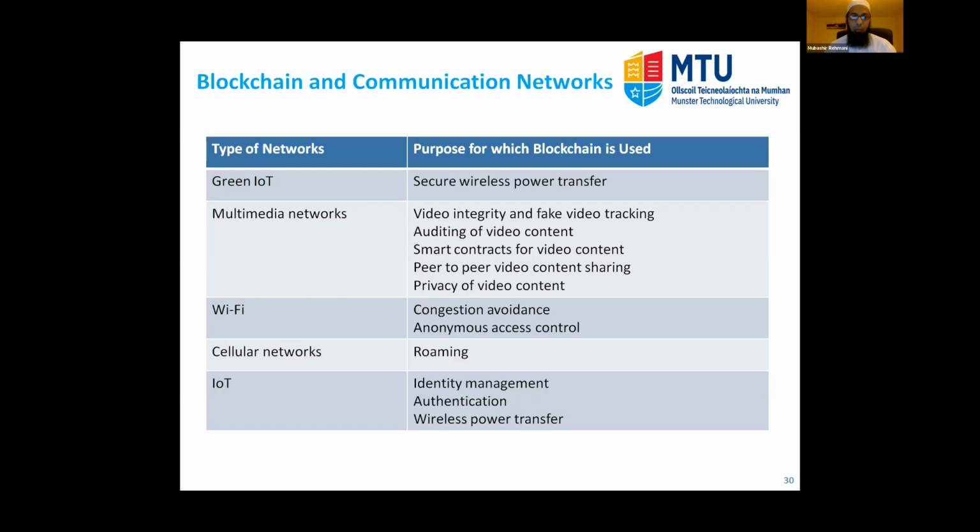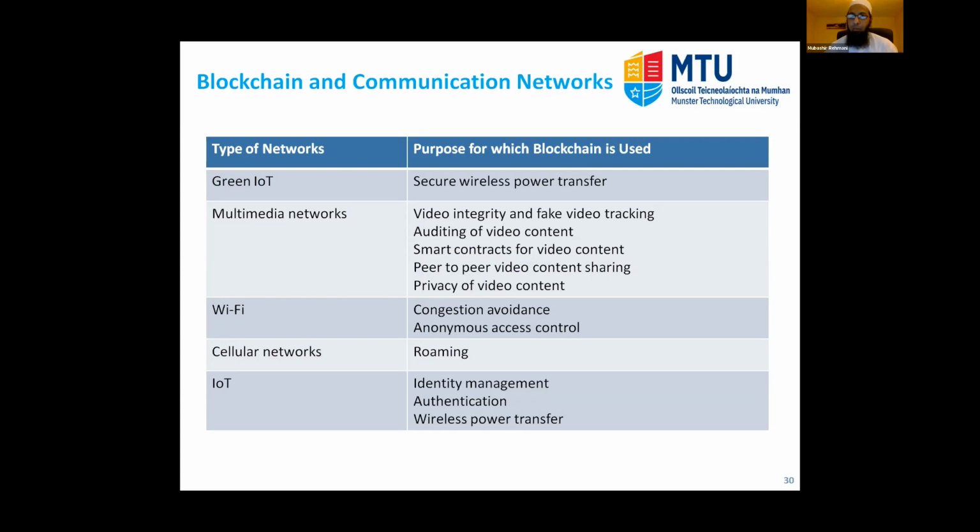In Wi-Fi, blockchain can be used for congestion avoidance and anonymous access control. In cellular networks, blockchain can be used for management of roaming. Sometimes when we move from our country to another country, we will be on roaming. So a blockchain system can be used for negotiating on our behalf and managing roaming prices and calls in a cellular network. And in the Internet of Things, IoT, blockchain can be used for identity management, authentication, and wireless power transfer. So these are a few general applications of blockchain in communication networks.